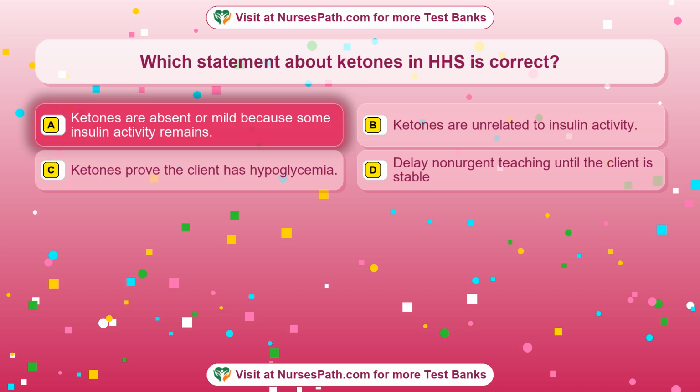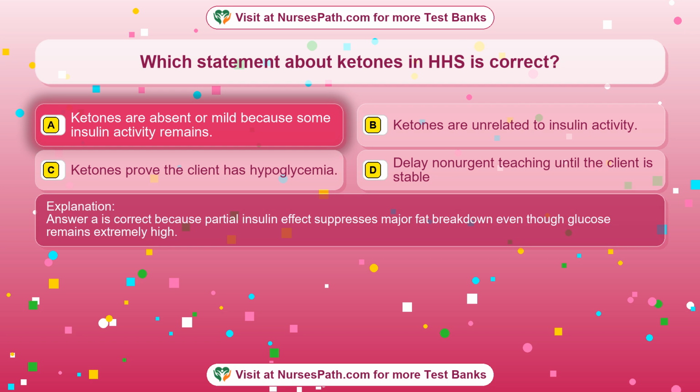The correct answer is option A, ketones are absent or mild because some insulin activity remains. Answer A is correct because partial insulin effect suppresses major fat breakdown even though glucose remains extremely high.